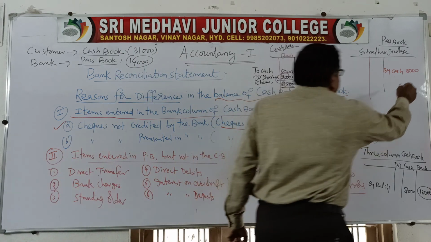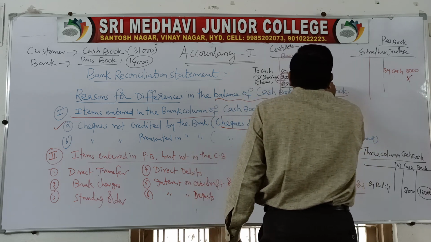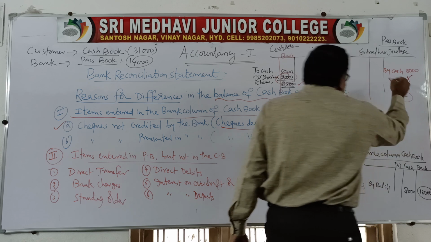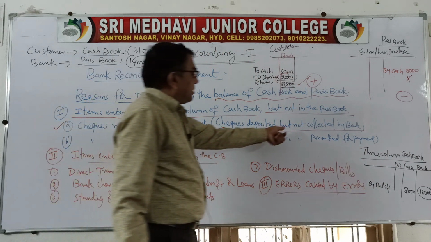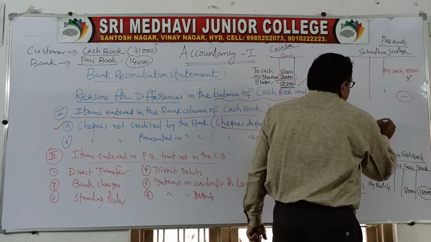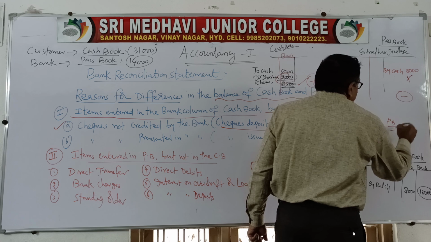So in such a case, what happens? Cash book balance is more and this is less. Cash book balance is more, passbook balance is less. That is what is called checks deposited but not collected by the bank. CB means cash book balance will be plus, passbook will be minus.